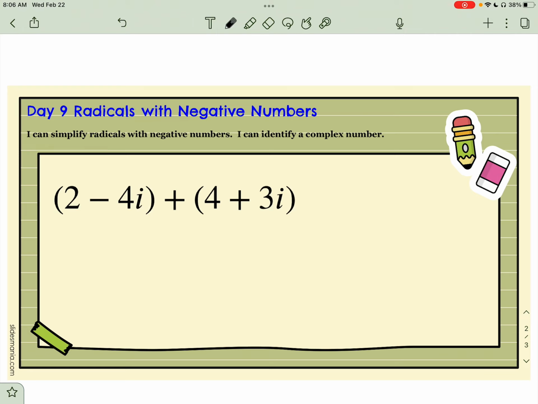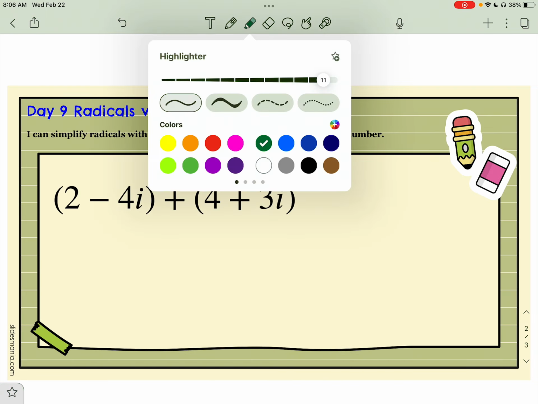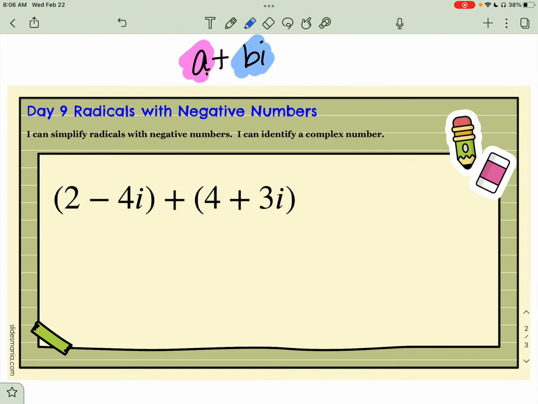Okay, so we are going to be adding and subtracting these complex numbers. We talked about them yesterday. They're all in that form a plus bi. And you can add the real parts together and add the complex parts together. So I'll write that. Add the real parts, add the imaginary parts. Remember, imaginary numbers on imaginary.